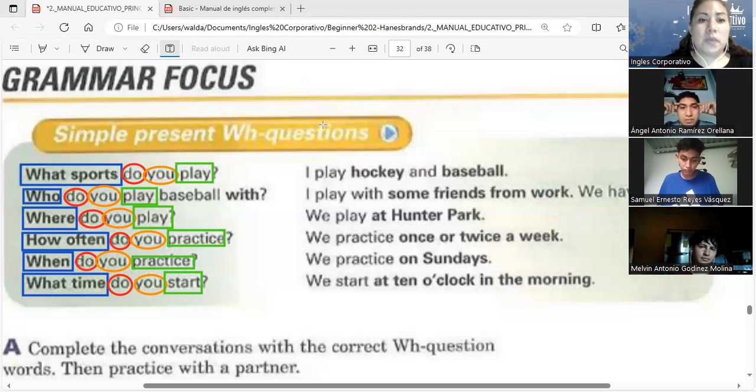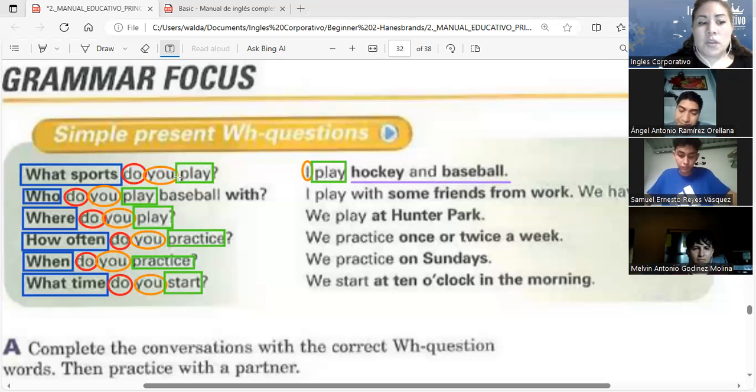Perfect. Okay, so in that case, after that, we're going to answer in full form. What sports do you play? For example, you say, I play hockey and basketball, or sorry, baseball. So you're going to give complete answers.